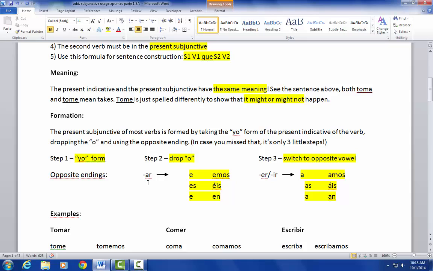Okay, so now when we look at these opposite endings, opposite of an A is going to be an E. So the new AR verb endings actually start with an E. Mind-blowing. I know, it's different. The ER-IR verb endings are now going to all start with A's. So take a minute, make sure you get these all copied down.